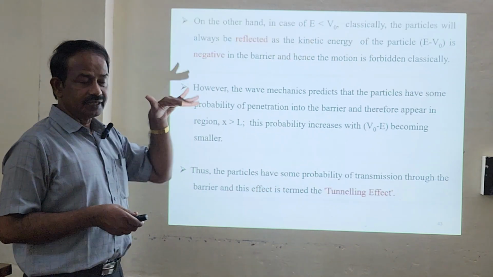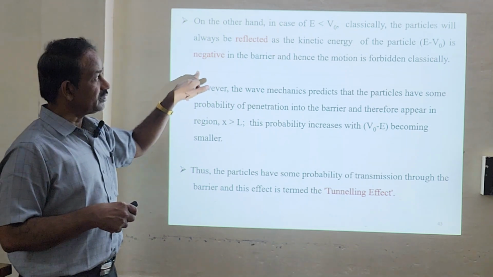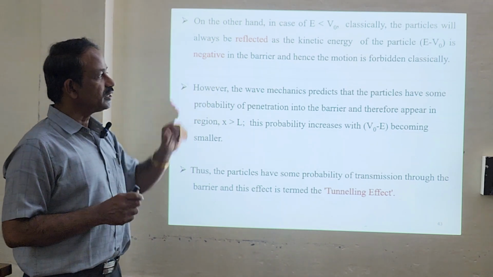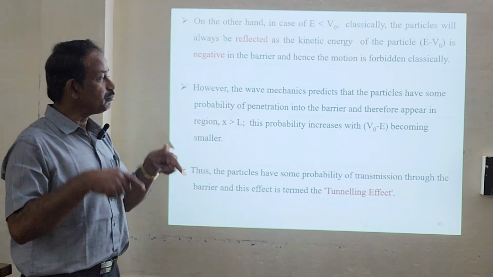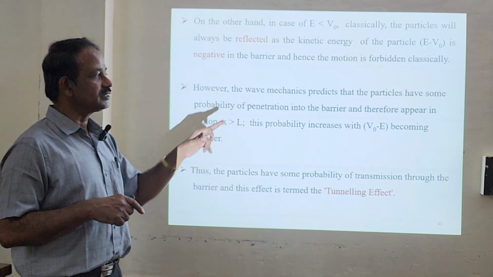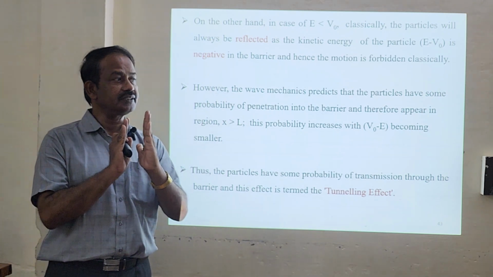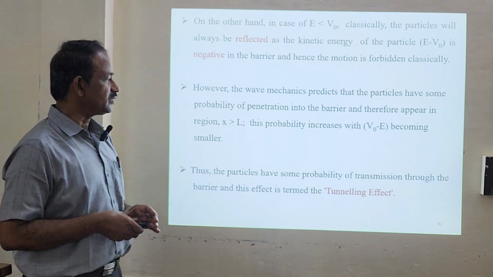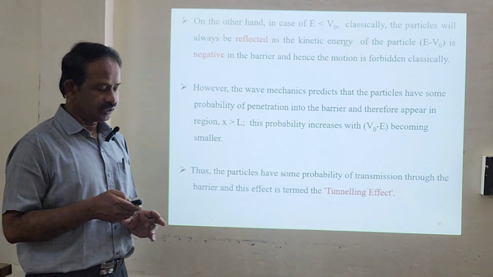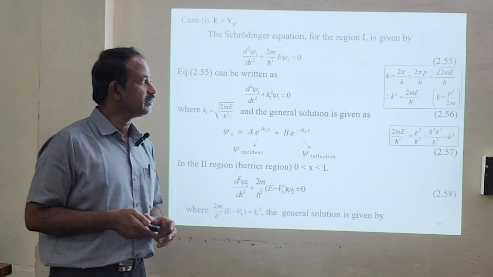On the other hand, in the case of E less than V0, classically the particles will always be reflected, as the kinetic energy of the particle is negative in the barrier, and hence the motion is forbidden classically. However, in quantum mechanics, the particles have some probability of penetration into the barrier and therefore appear in the region x greater than L. This probability increases as V0 minus E becomes very small, and it depends on the thickness of the barrier. Thus the particles have some probability of transmission through the barrier, and this effect is known as the tunneling effect, for which we are going to discuss the transmission coefficient.